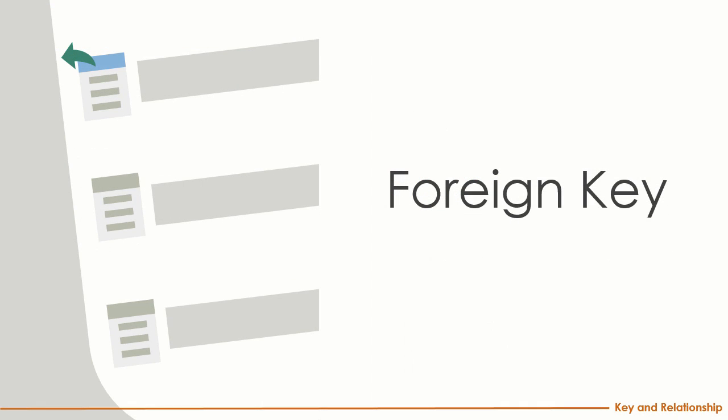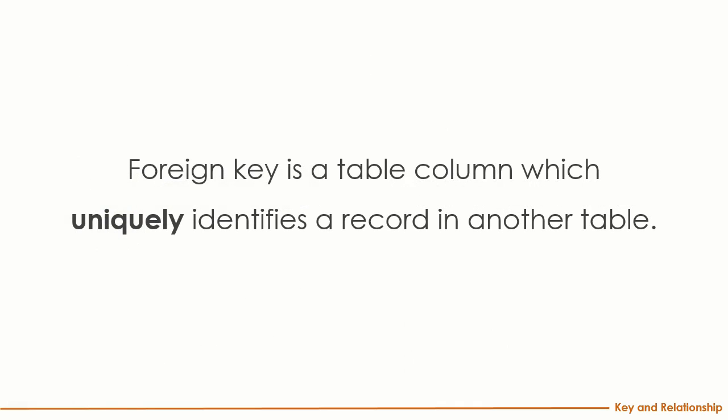After talking about the primary key, let's talk about the foreign key. A foreign key is a table column. Again, it's a table column, and it uniquely identifies a record in another table. So it's used to identify the record in another table. A primary key is in our own table.